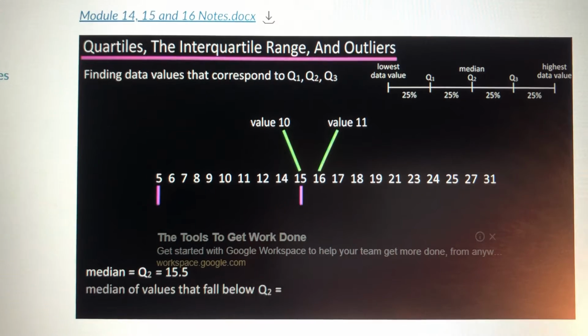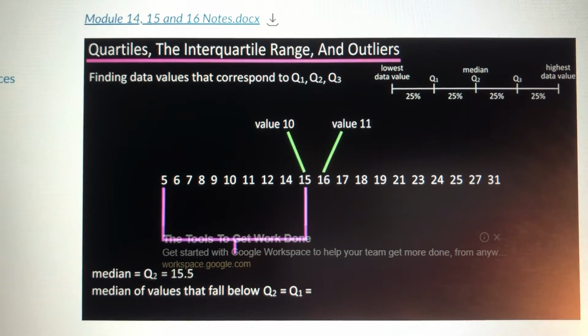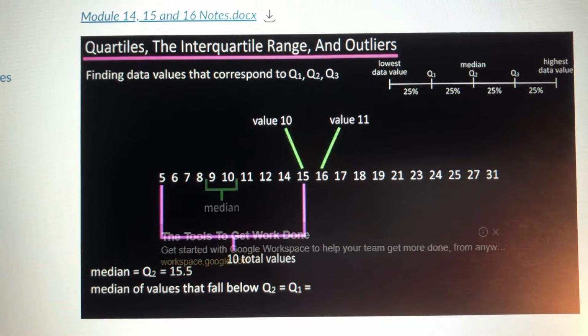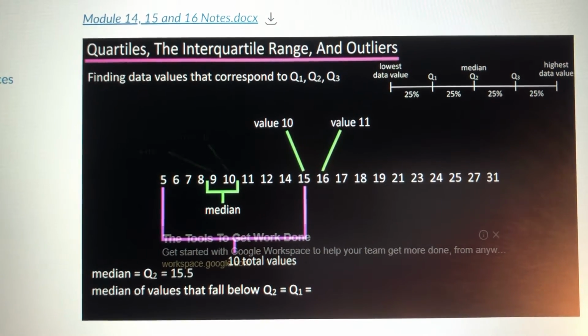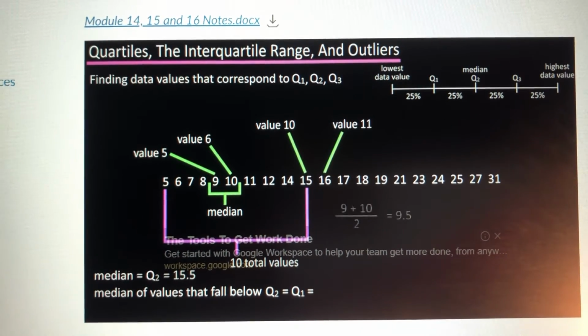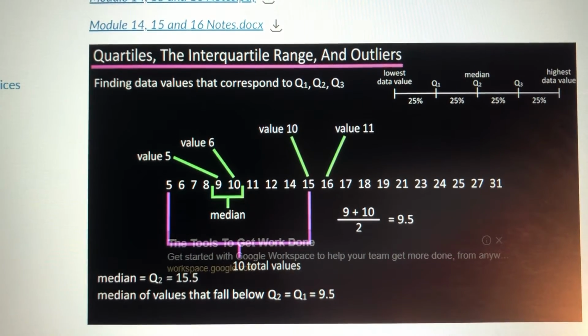Next, we find the median for the values that fall below Q2, which will be the value of Q1. Since we have an even number of values in this section of the data set, 10, the median will be between the two middle values, value number 5 and value number 6, which are 9 and 10. Again, add them together and divide by 2, and we get 9.5 as the value of Q1.